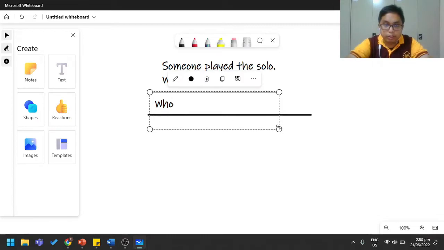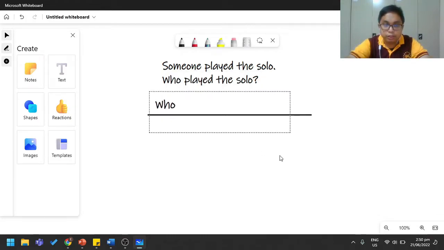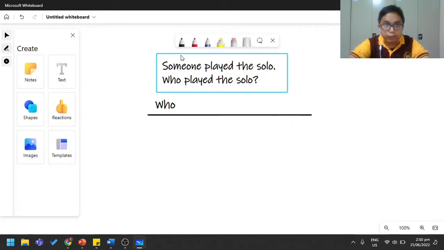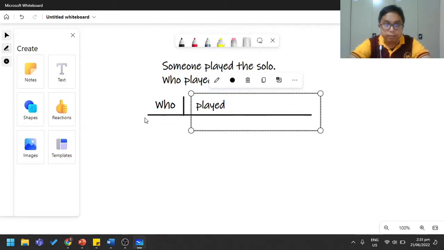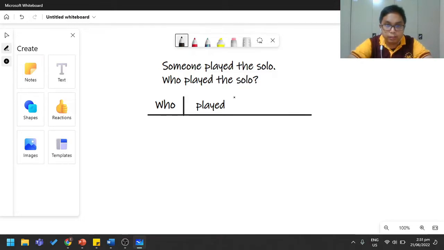Okay? So, as opposed to the first example I have given you, this time we are showing you the doer of the action of playing the solo, which is why it is placed here. Okay? Next, this is how we do it on the other parts. We just put the vertical line there, followed by placing again the word played, okay, and then placing another vertical line, and then finally we have the last one.